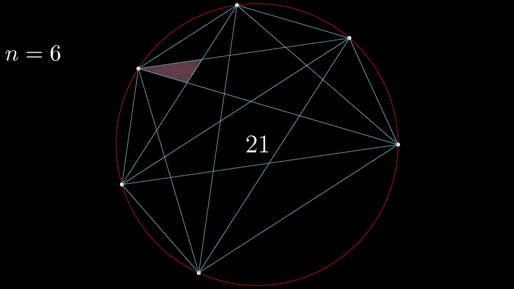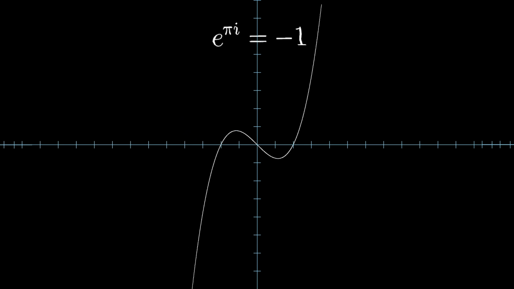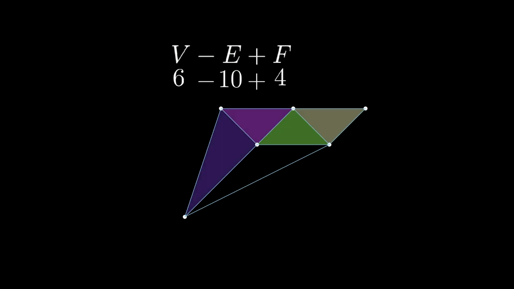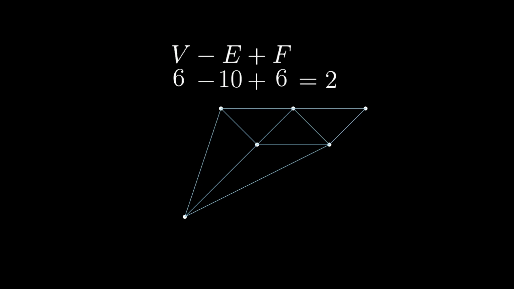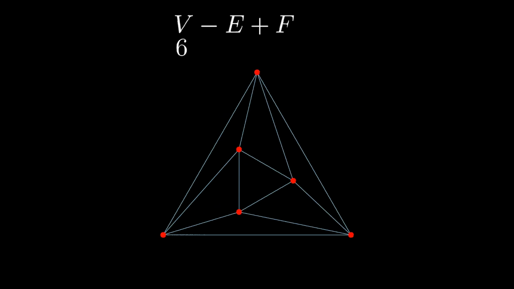Well, it will once we consider graphs and Euler's formula. No, not function graphs, and not that e to the pi i stuff. The word graph can also refer to a set of points, referred to as vertices, along with a set of lines connecting some of these points, which we call edges. Notice, if we count the number of vertices in this graph, then subtract the number of edges, then add the number of regions that this graph cuts space into, along with that outer region, we get 2. If we do the same thing with this other graph, well, we get 2 again.